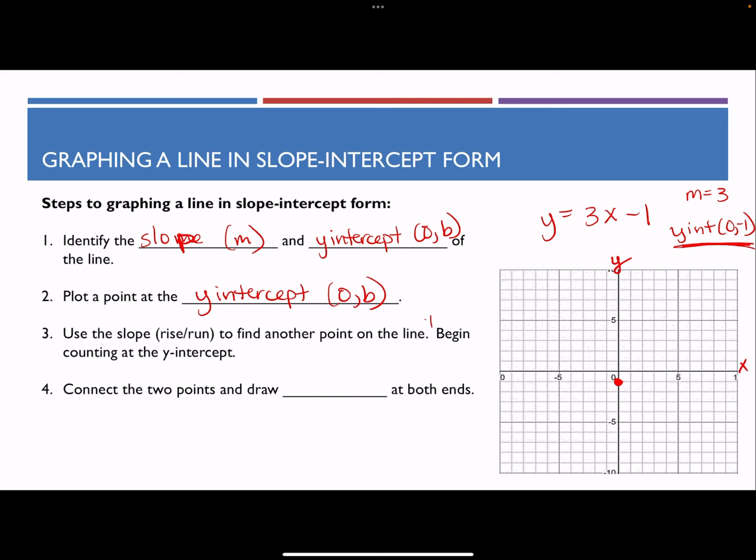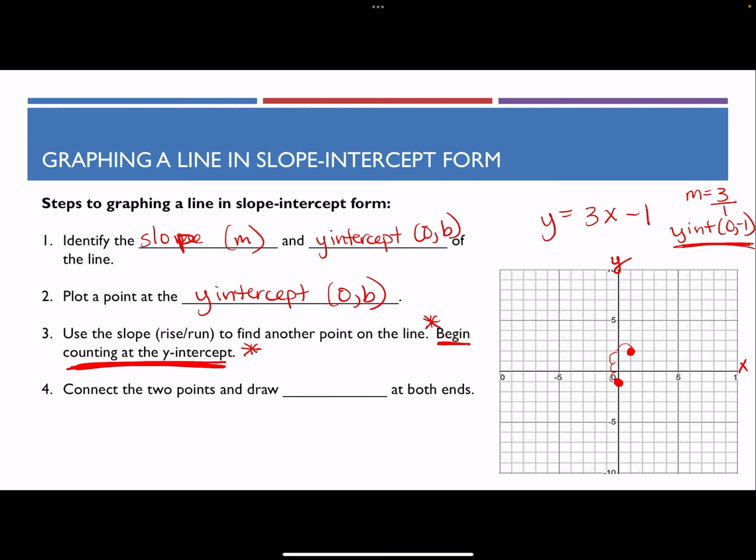Here's the part that people often mess up. We want to make sure we begin counting at the y-intercept. So first of all, I'm going to start counting at this red dot that I already drew, and I'm going to count rise over run. Well, notice that my slope is only m equals 3, so I need it to be a fraction. If it's not a fraction, if it's a whole number, just put it over 1, right? And if my slope is positive 3 over positive 1, I would go up 1, 2, 3, and then I would go to the right 1, and I would put another point.